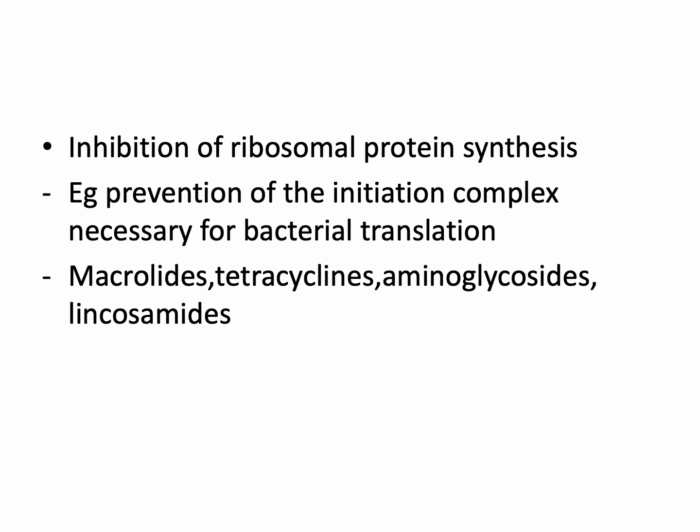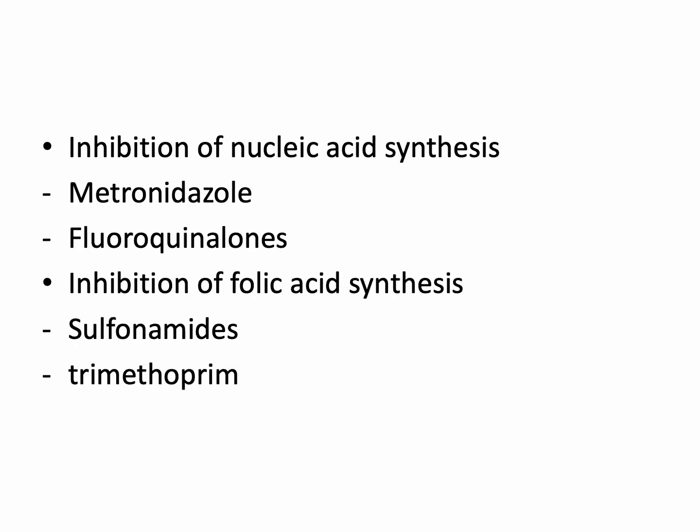Inhibition of ribosomal protein synthesis may involve the prevention of the initiation complex necessary for bacterial translation. Examples of antibiotics are those of macrolides, tetracycline, aminoglycoside, and lincosamide. Antibiotics can also inhibit nucleic acid synthesis, for example, metronidazole and fluoroquinolone. Antibiotics also can inhibit the synthesis of folic acid, for example, sulfonamides and trimethoprim.